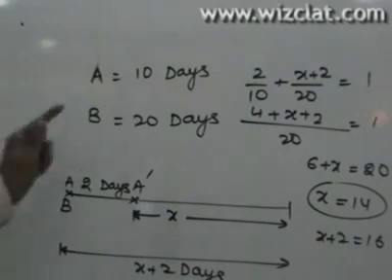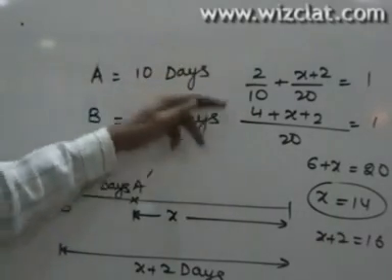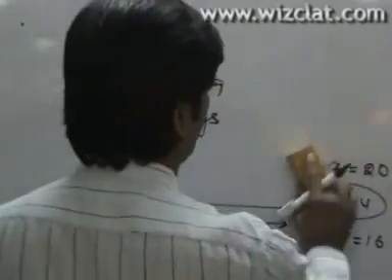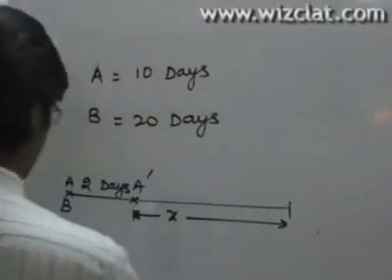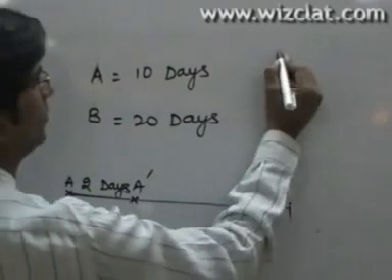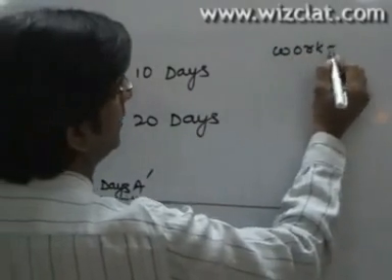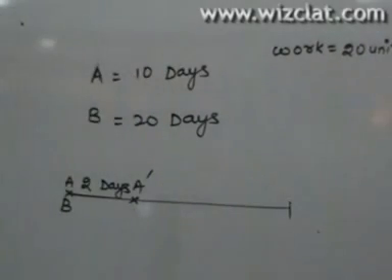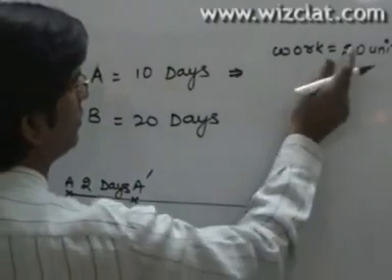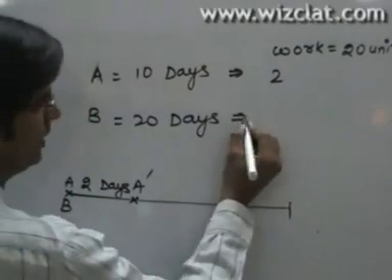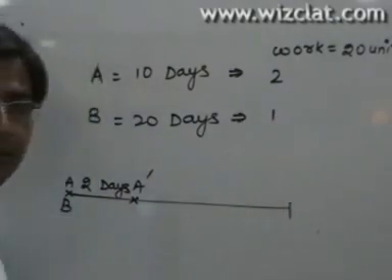So one question can be done by using the fractional approach, 1 day work of A plus 1 day work of B. What is the second approach? Let me assume again a work. How will we deal with this question? Let me assume that the total work is equal to 20 units. 1 day work of A is equal to 20 by 10, that is 2 units. 1 day work of B, 20 by 20, that is 1 unit.